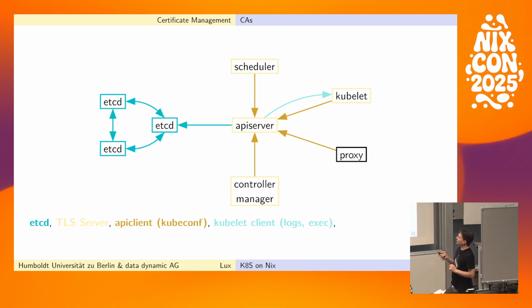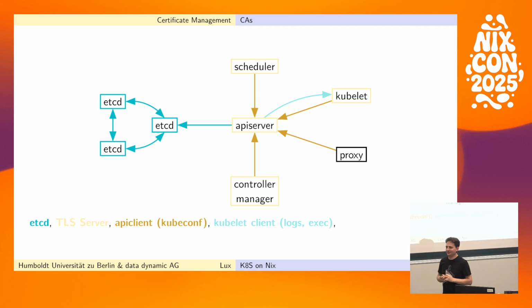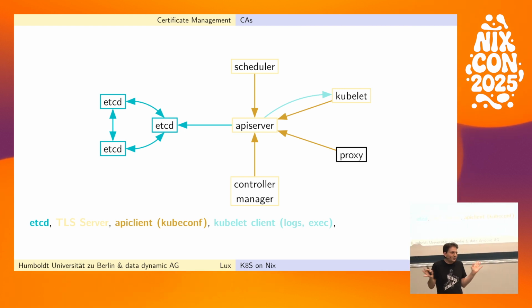Then we have the API server, scheduler, kubelet, and controller manager, all exposing an HTTP server. So we need TLS server certificates. These are pretty simple certificates. We could use ACME for them. That's just a normal server certificate. Fine for that. That's the easy one.